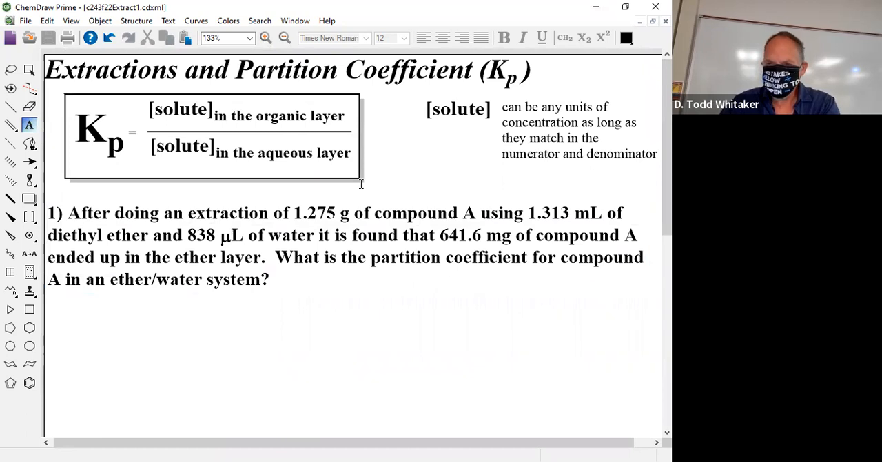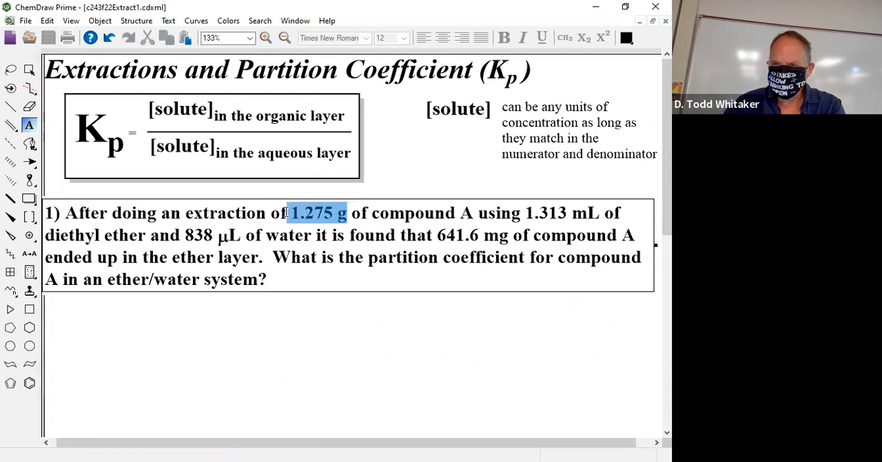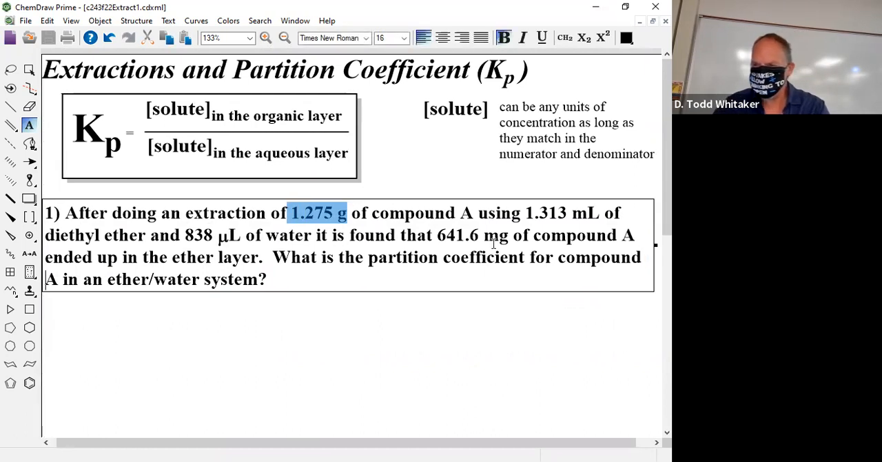So here we're told a few things. We have 1.275 grams of a chemical. We're going to call it chemical A. And we're going to extract chemical A out of a mixture of 1.313 milliliters of diethyl ether. What layer is that? That's the organic layer. And 838 microliters of water. And that's the aqueous layer for sure.